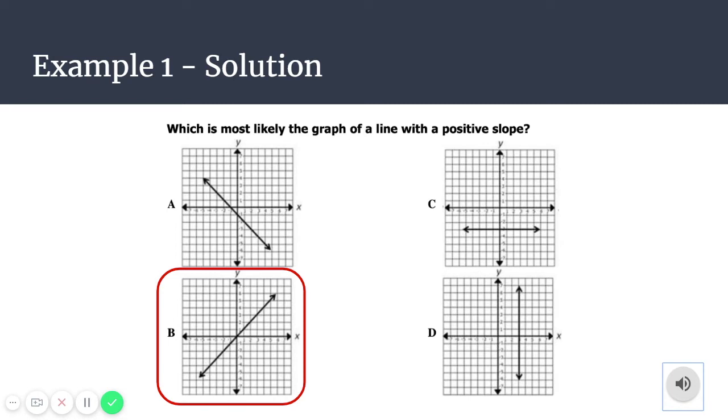As our x value is increasing, our y value is also increasing. If you remember back to when we were doing scatter plots a few weeks ago, this would look like a positive correlation. As one thing's increasing, the other thing is increasing. But here our line is just extended in both directions. So option B is your answer for example 1.